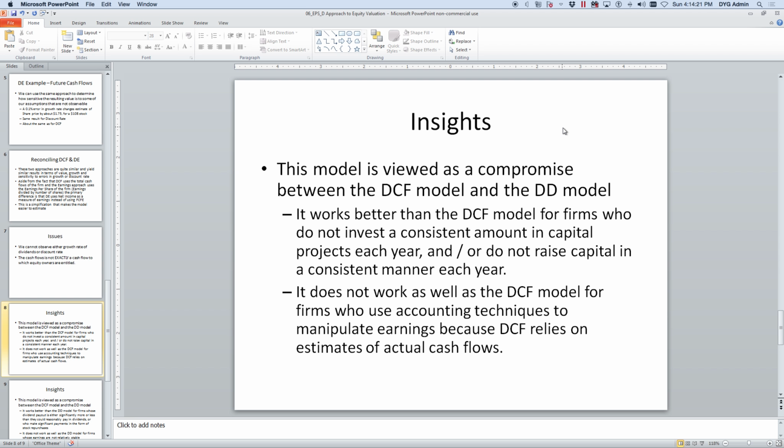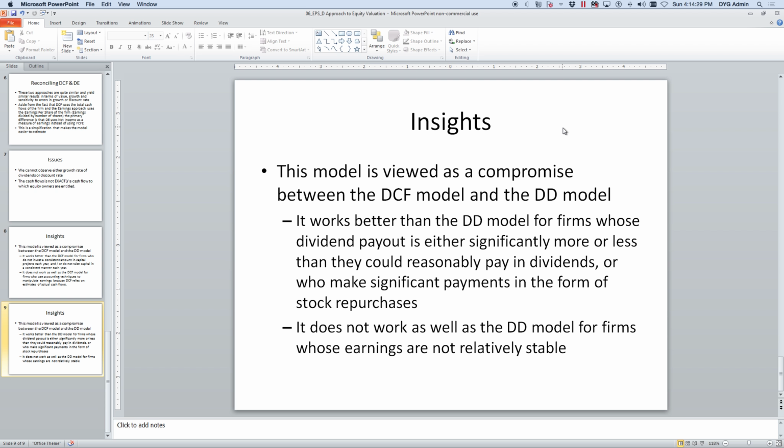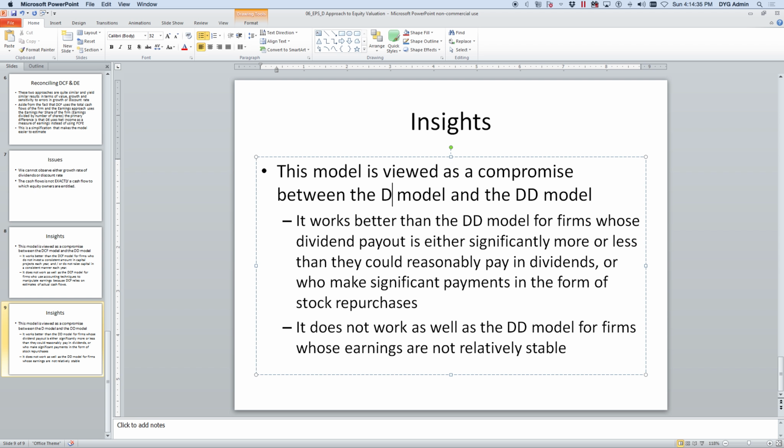We assume that stability reflects sort of the true underlying nature of the company on a long-term basis. Similarly, if we look at what we like between the discounted equity model and the discounted dividend model, the one thing we like best is that it works better for firms that, first of all, don't pay a dividend.